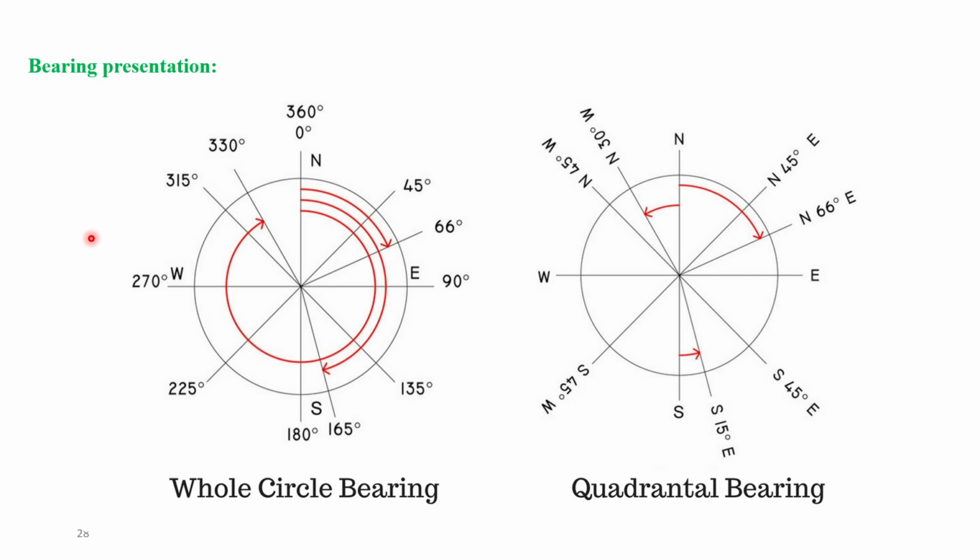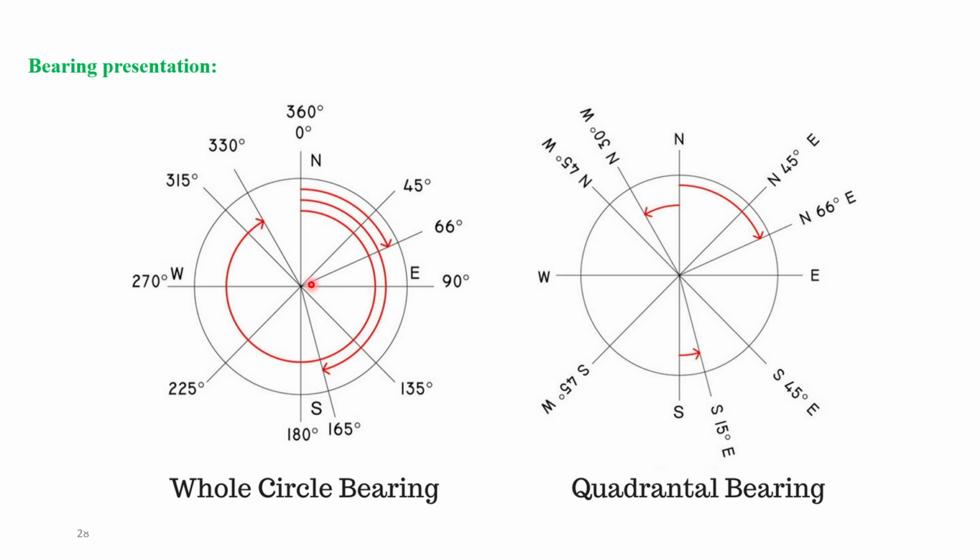Now there are two bearing systems. Actually, bearing is the direction of a line with respect to the meridian, and there are two methods of representing the angle. One is the whole circle bearing, and the second is the quadrantal bearing system. In whole circle bearing, we measure the angle with respect to north in the clockwise direction, and the angle variation will be 0 to 360, which means we complete one full circle.